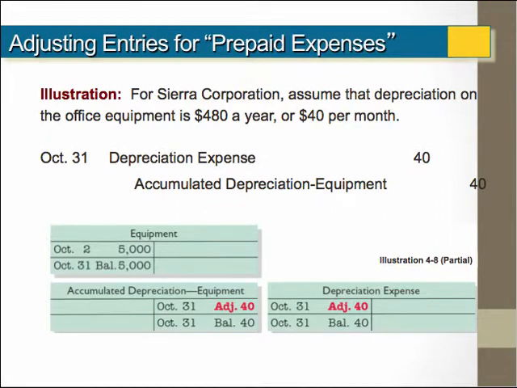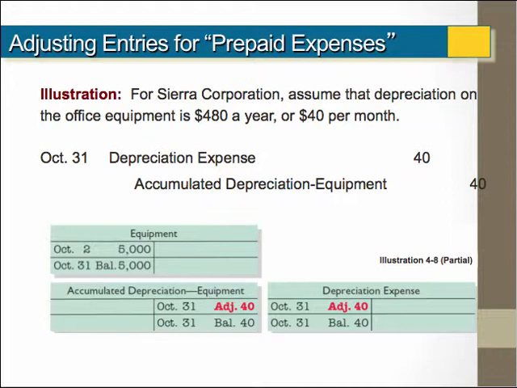So here's an illustration. For Sierra Corporation, assume the depreciation on office equipment is $480 a year, or $40 a month. Each month, we would need to recognize the use of the equipment, $40, and increase the depreciation expense. We would credit the accumulated depreciation account for the $40.